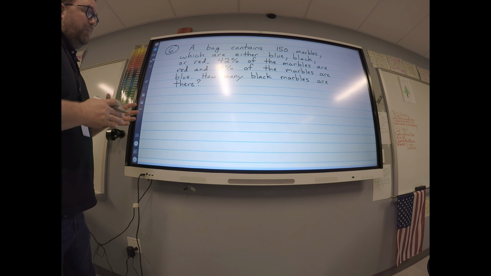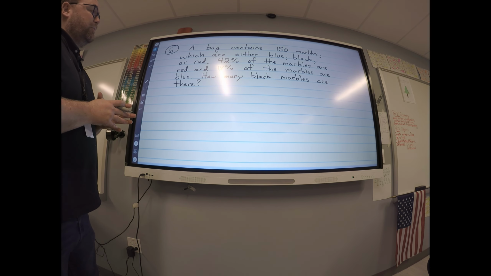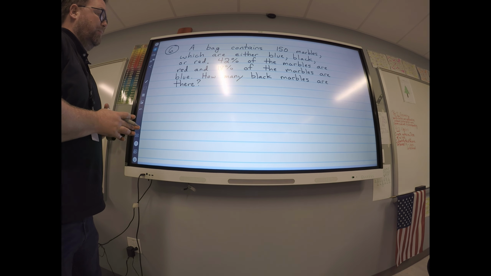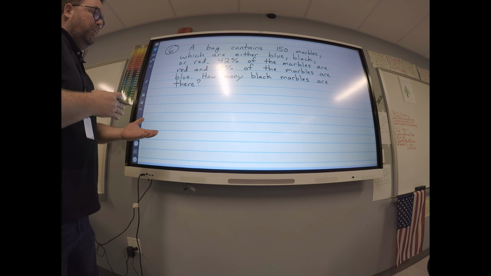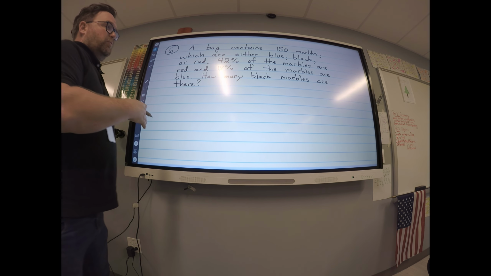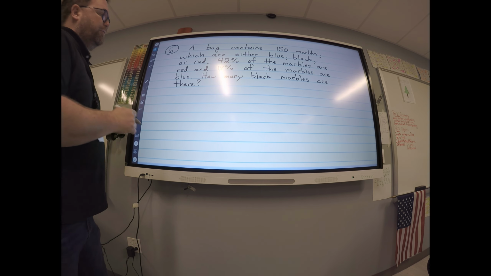Okay, this next problem says a bag contains 150 marbles, which are either blue, black, or red. 42% of the marbles are red and 18% of the marbles are blue. How many black marbles are there? So let's figure out the number of red and then blue marbles, and then we'll subtract that sum from 150.